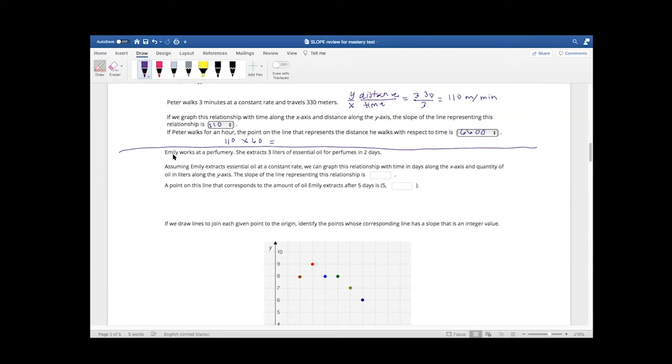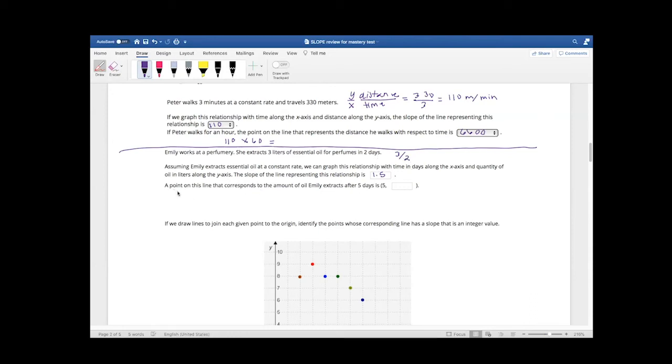Okay, then the next problem. Emily works at a perfumery. She extracts 3 liters of essential oils for perfumes in 2 days. So we can write out our fraction here, our 3 liters in 2 days. And the slope of that, if I do 3 divided by 2, would give me 1.5. You could write it as 1.5. You could leave it 3/2, or say 1.5. So she's doing 1.5 liters per day.